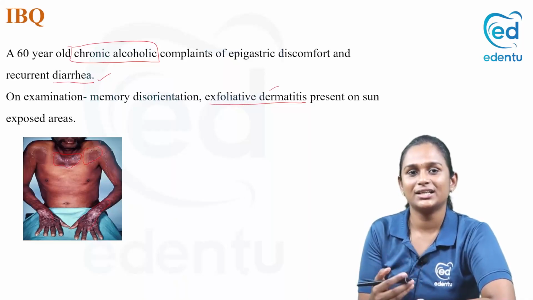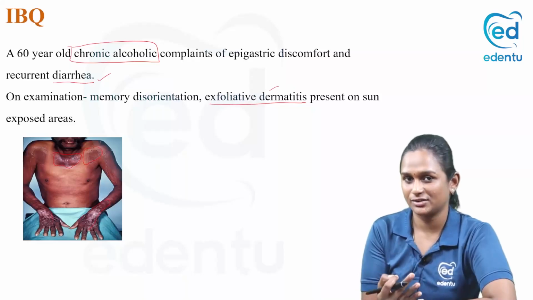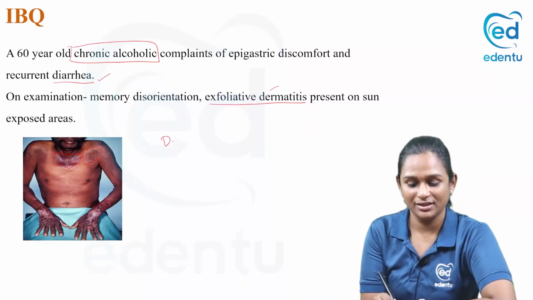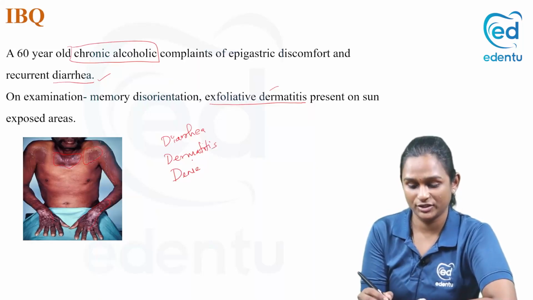We have studied in the vitamin section, especially in the water soluble vitamins, the 3Ds of niacin. So what are the 3Ds of niacin? Diarrhea, dermatitis, dementia. The clue here is memory disorientation, dementia.